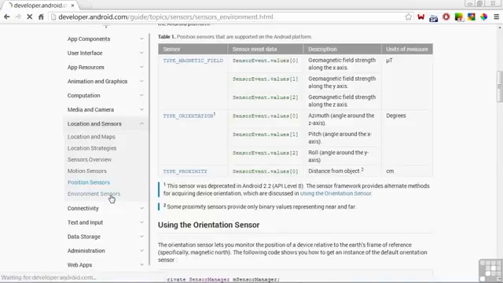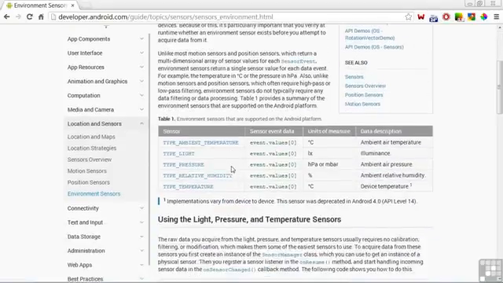On the environment sensors page, we have sensors for ambient temperature, light, pressure, relative humidity, and temperature. That's our overview of location and sensors. And let's move on to the lessons on creating apps to use these capabilities.